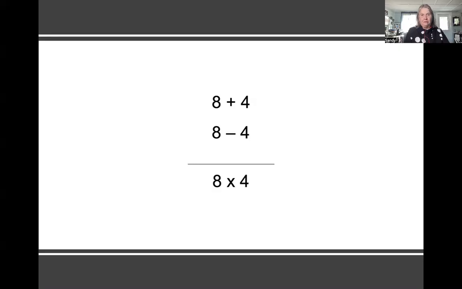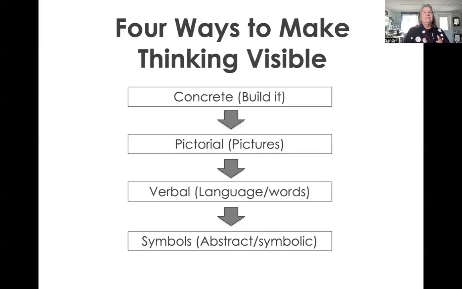8 rows of 4, 8 jumps of 4, or separating 8 into 4 equal groups, or asking ourselves how many 4s are in 8. So thinking about that language as more than just symbol reading. We also want them to work with symbols and do them accurately. There's a precision involved in symbols, especially in the use of equality.